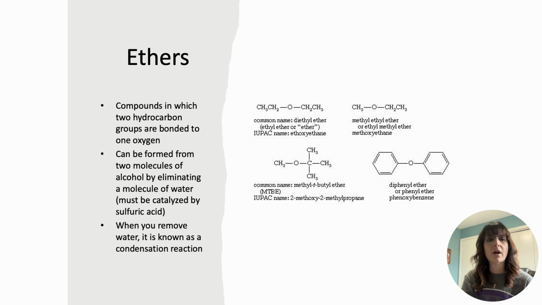So ethers are compounds where you have two hydrocarbons bonded to an oxygen. Do you see that oxygen right there? You've got a carbon chain on one side, a carbon chain on the other. And this is going to be silly, but how do I recognize this group? Either or. I don't know why, but I see that O in the middle and I think either or. Ether, either or. You've got an O in the middle and something on either side.